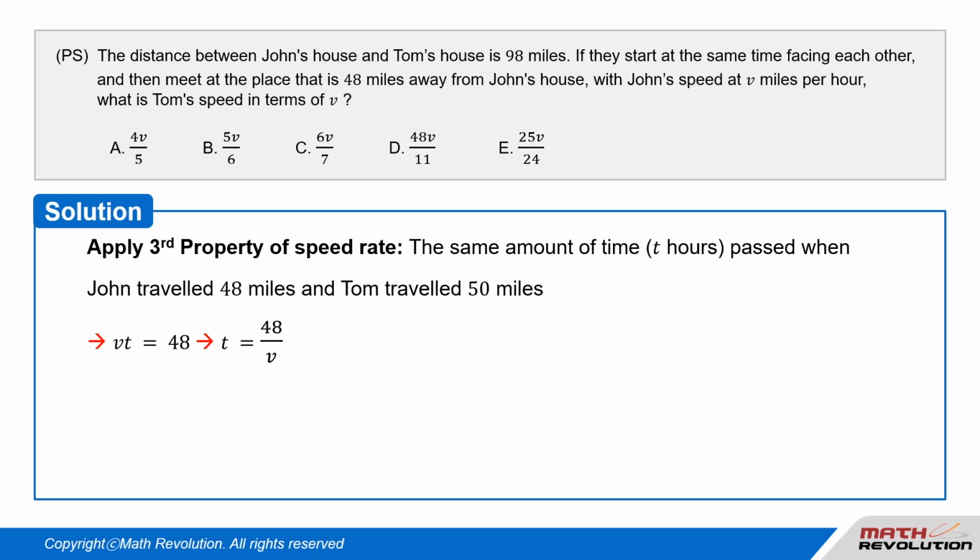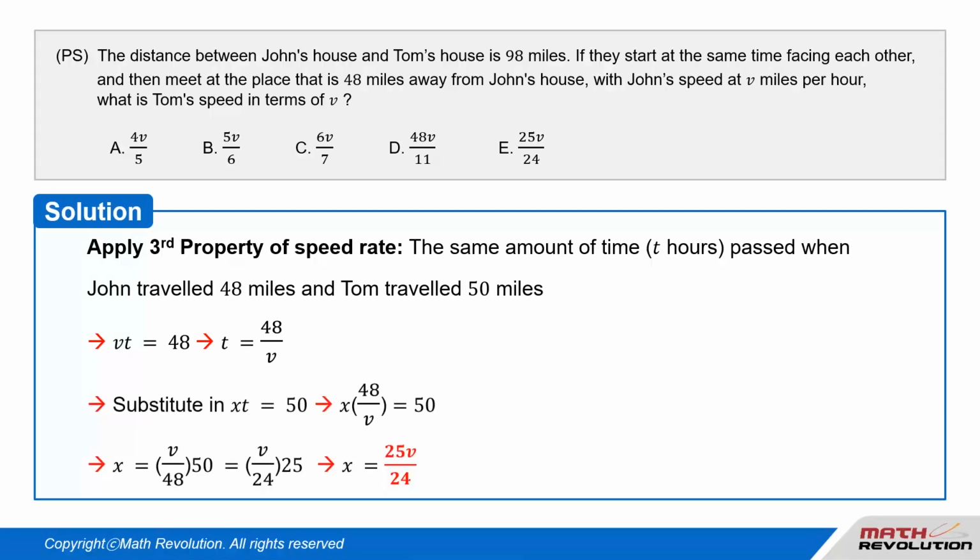Then, v times t equals 48. t equals 48 over v. And we can substitute this in x times t equals 50, which becomes x times 48 over v equals 50. x equals v over 48 times 50, which equals v over 24 times 25. And we get x equals 25 times v over 24.